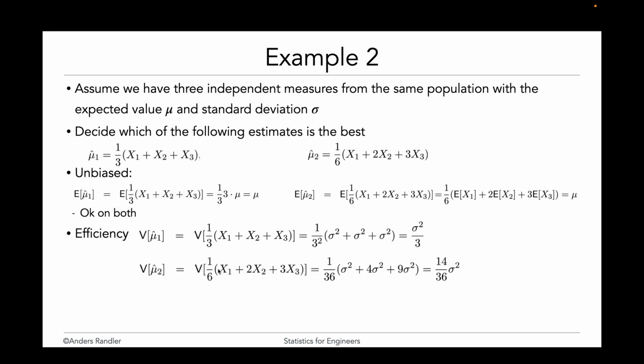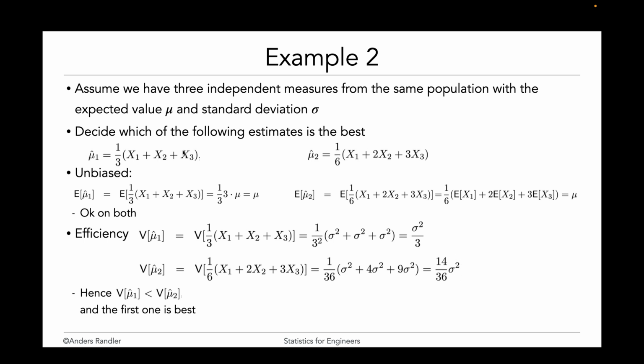I need to, okay, 1 divided by 36 because I have to square everything, and I also have to square what's in front of these, so 4 and 9. So it's 14 over 36. Which is the best? Well, it's actually the first one, because this is less than this. The best one was this.